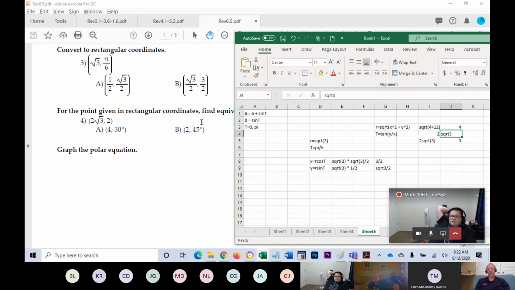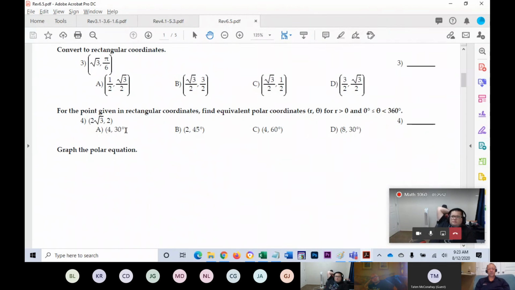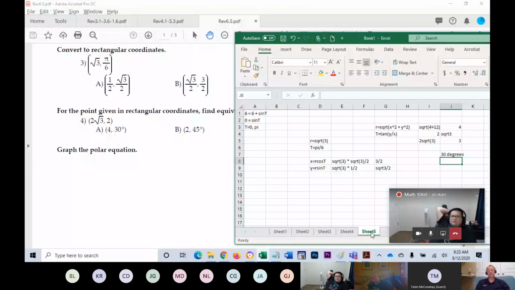What angle is that? 60 degrees. No, sorry, 30 degrees. So that's answer A. I was thinking 60, but I was like, wait a second, that's square root of 3, not 1 over square root of 3, or square root of 3 over 3, whatever.